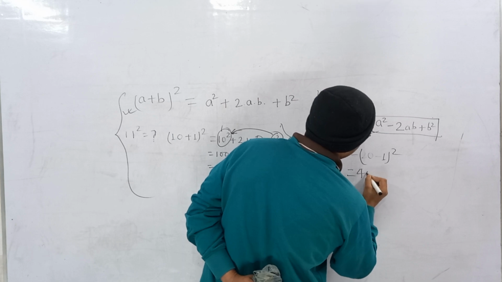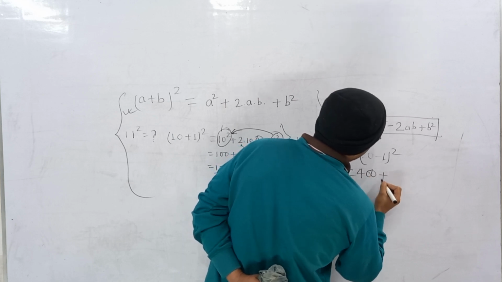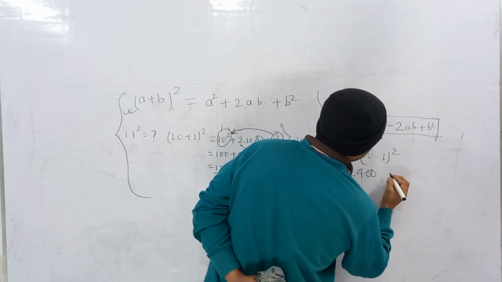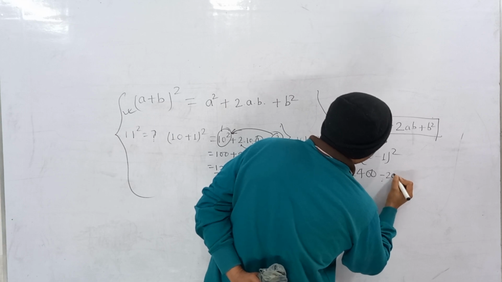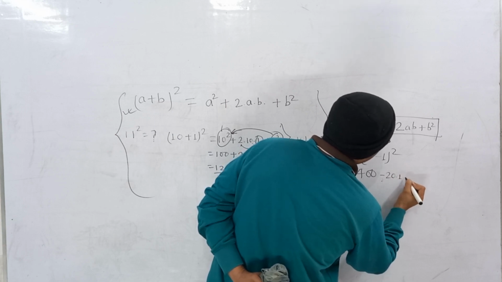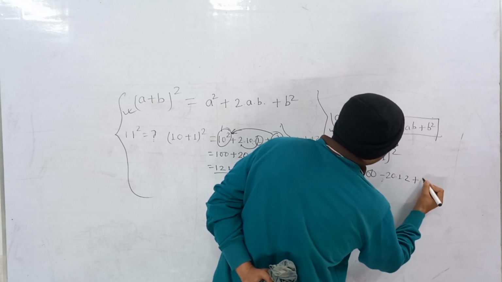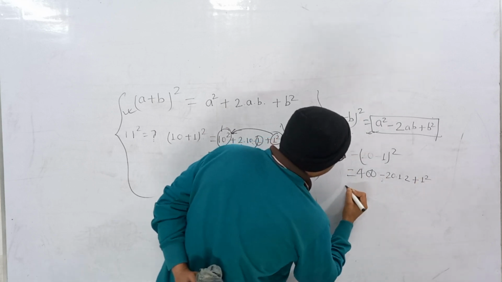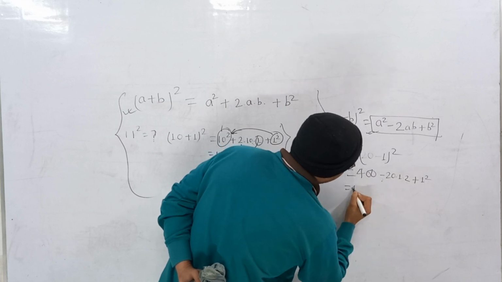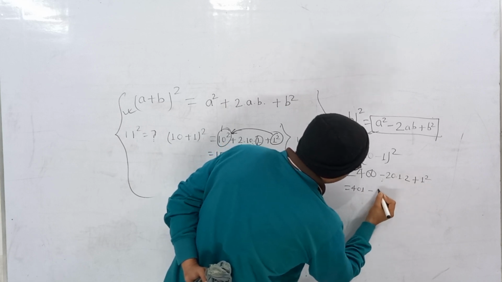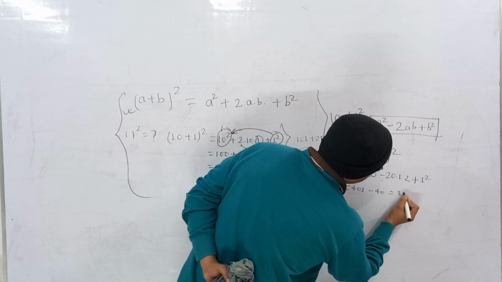Okay, so you will write 400 minus 2 into 20 into 1, which is 40, plus 1 square. So from here you can easily find it: 401 minus 40, so you will get 361.